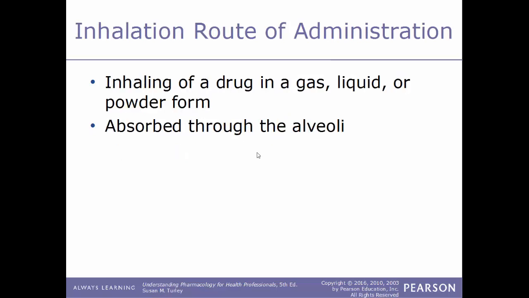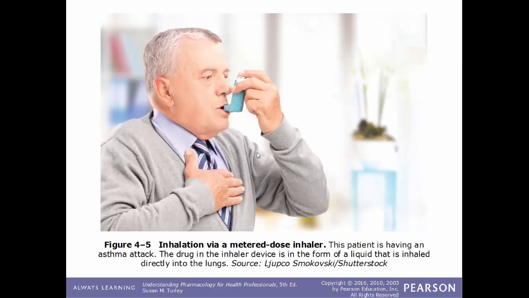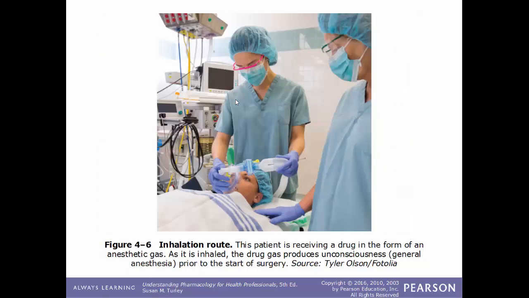Another route of administration is the inhalation route. This is the inhaling of a drug that's in a gas or liquid or a powder form. Once these are inhaled, they are absorbed by the air sacs in the lungs, the alveoli. This image is a common example of an inhalation route of medication. This person is having an asthma attack, so they're using their inhaler. By inhaling the medication that's dispensed in here, that is an inhalation route of administration. This would be absorbed directly into the air sacs within the lungs. Another example of inhalation route is a person receiving anesthesia in preparation for surgery.